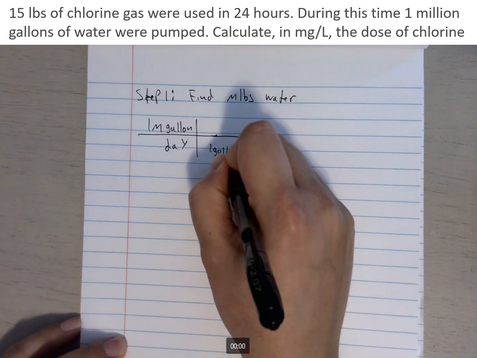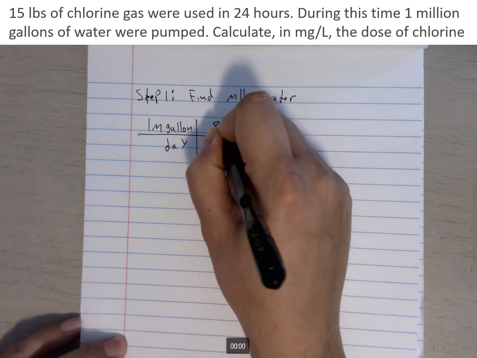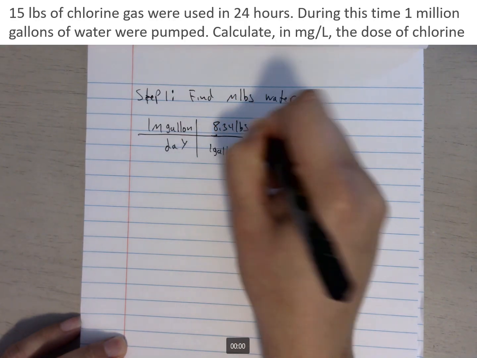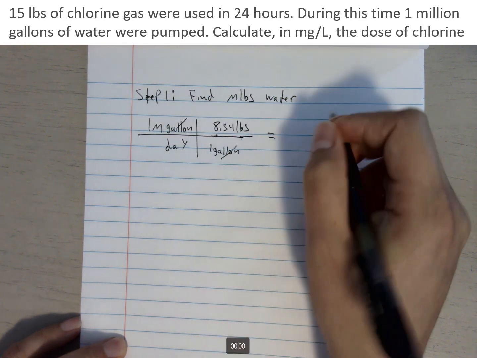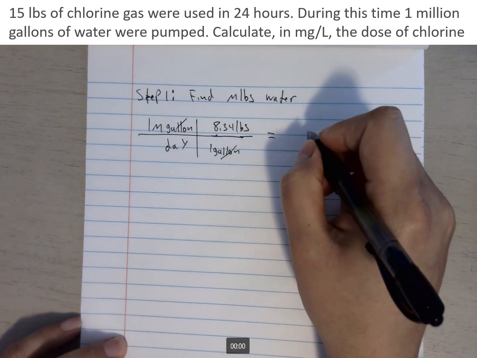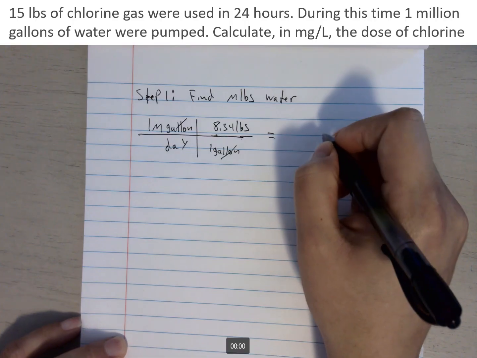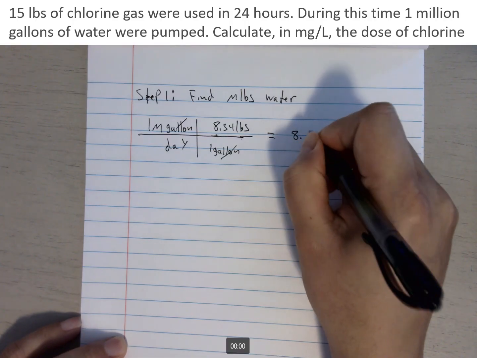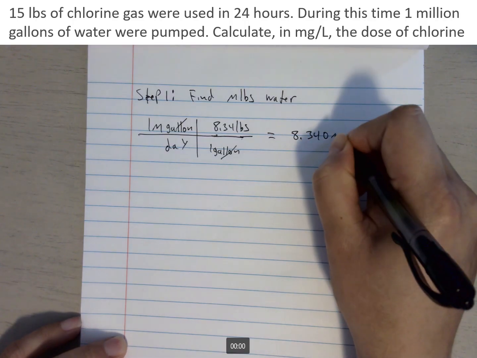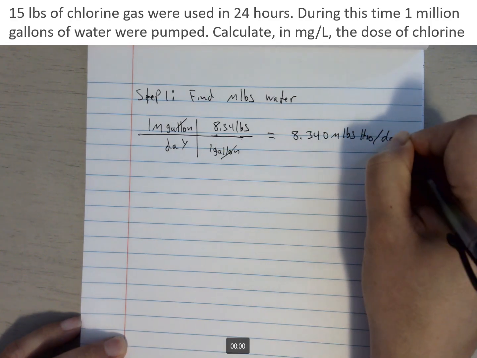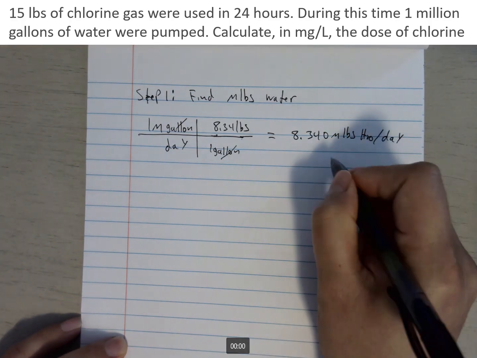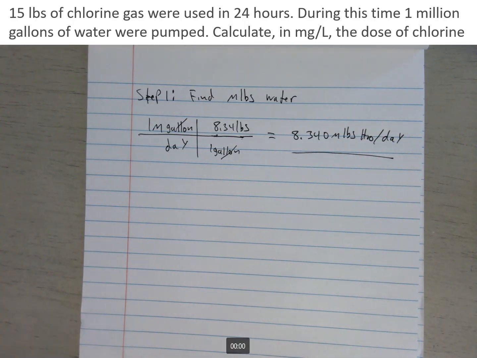1 gallon weighs 8.34 pounds. Gallons cancel out. We're left with 8.34 million pounds of water per day. So we found our million pounds of water. Step 2.